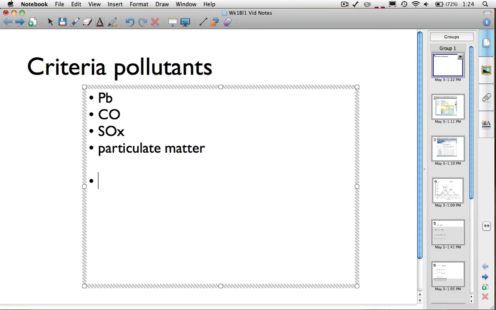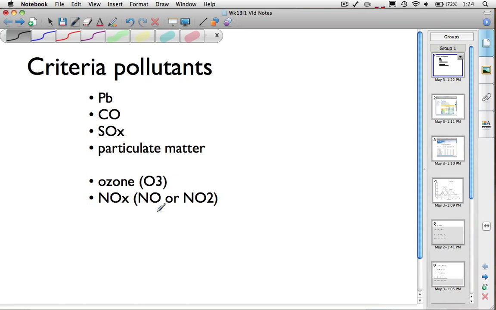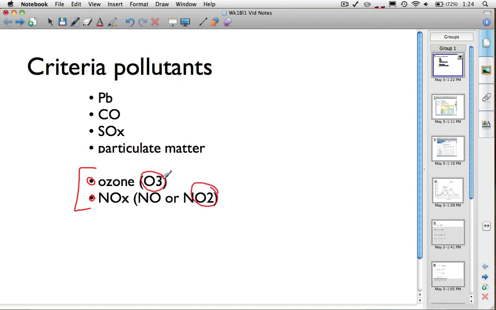The other 2 criteria pollutants that are relevant to what we're looking at are ozone, O3, no subscripts on this, and NOx. So NOx is going to be either NO or NO2, either one of those 2 things. Again, just so that we're clear, the ones that are relevant to what we're looking at in this article are these right here. And we're really going to be focusing on the formation of ozone and the formation of NO2 in particular, and how these things produce smog.